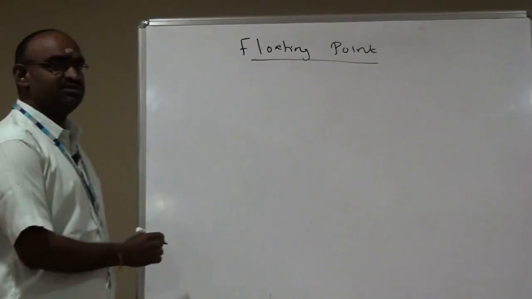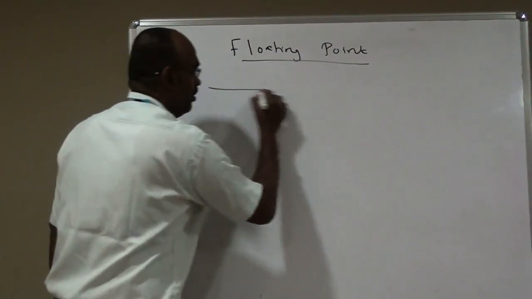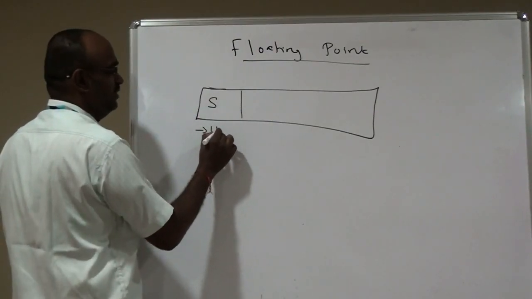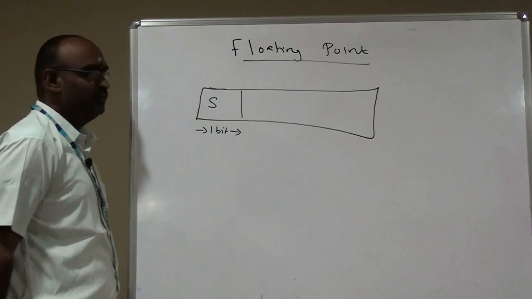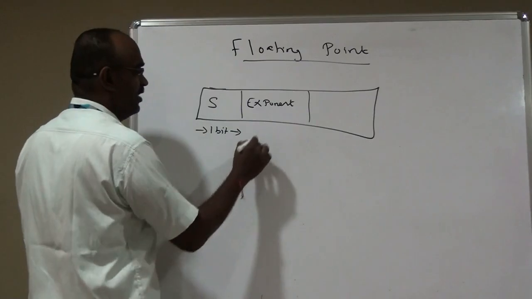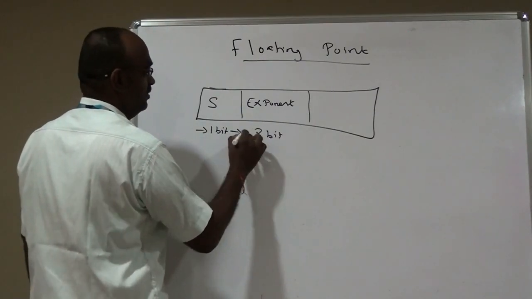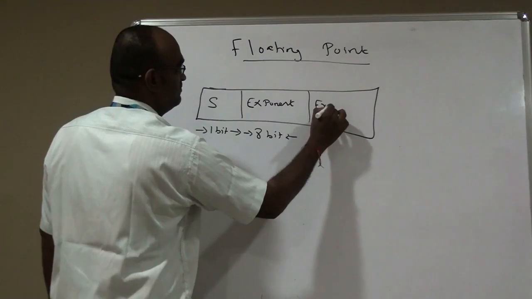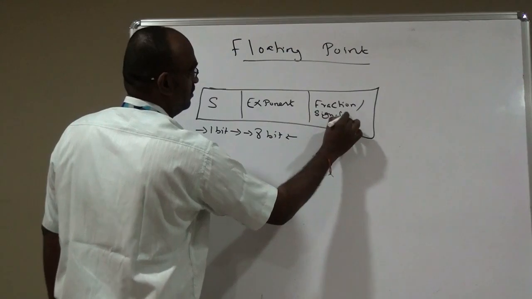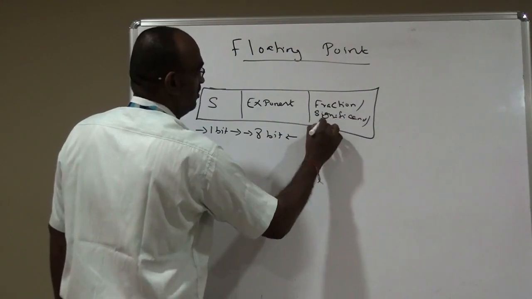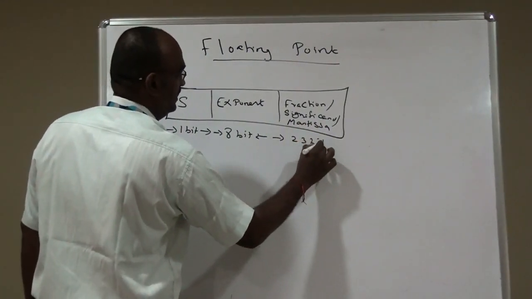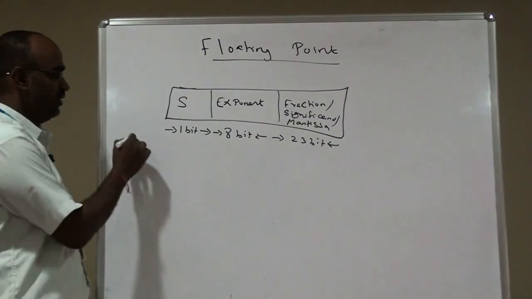The standard format of floating point has three components. The first one is the sign bit, which is one bit to represent the sign. Then the exponent value, which we represent in 8 bits. And the last one we may call the fraction, or significand, or mantissa, which is 23 bits in a single word floating point number. A single word is 32 bits.